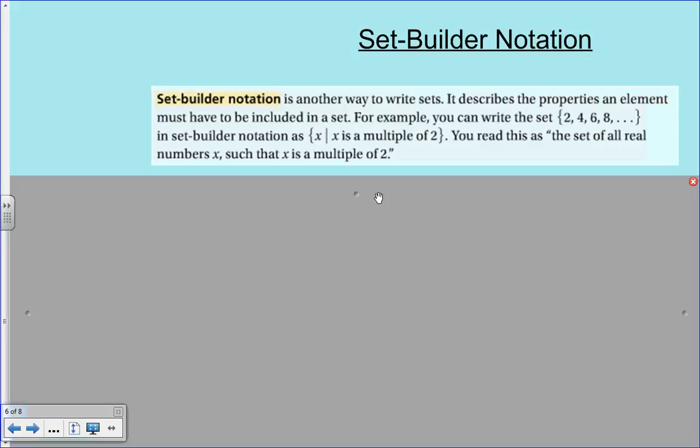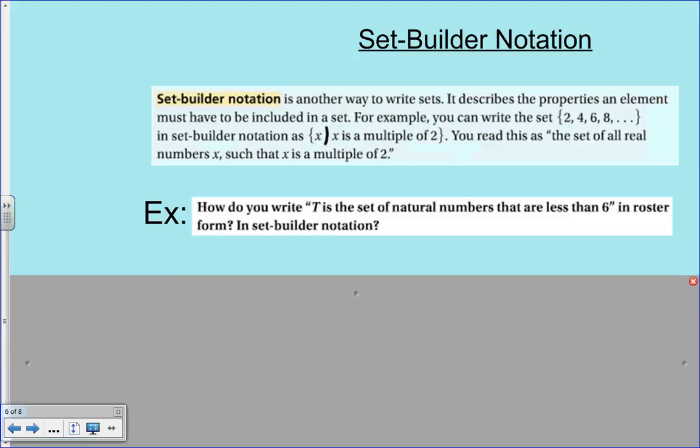For example, you can write the set. That's just saying everything that's included would be 2, 4, 6, and so on. In set builder notation, it's like this. You're using x, and then you have that line divided by, so it's such that x is a multiple of 2. That's all the restriction is. Now we're going to have, in there, usually an inequality. And that would be read, by the way, as the set of all real numbers x such that x is a multiple of 2.